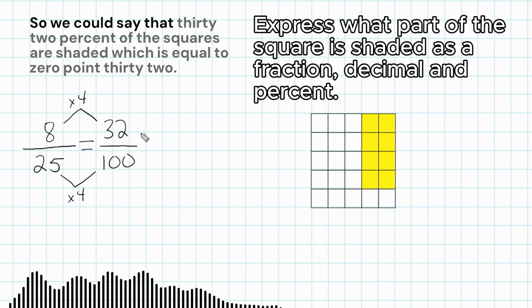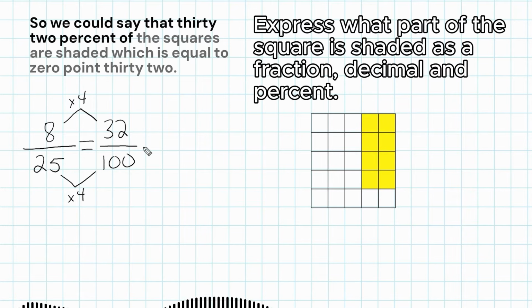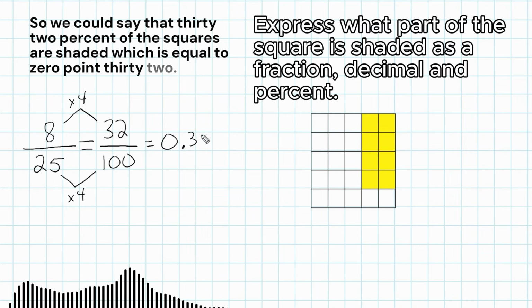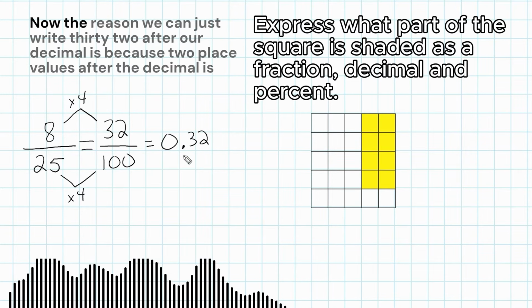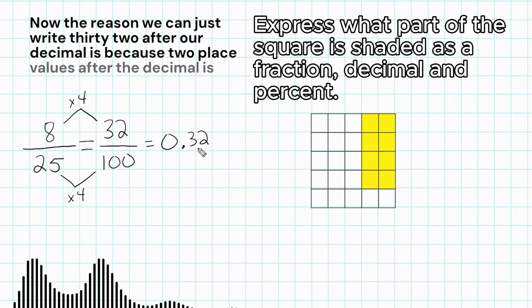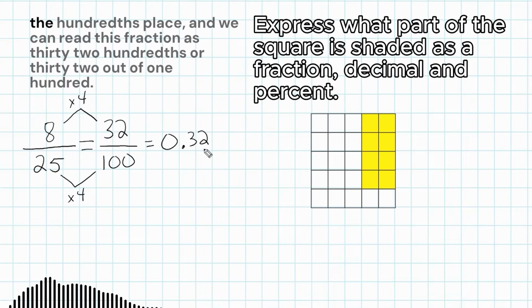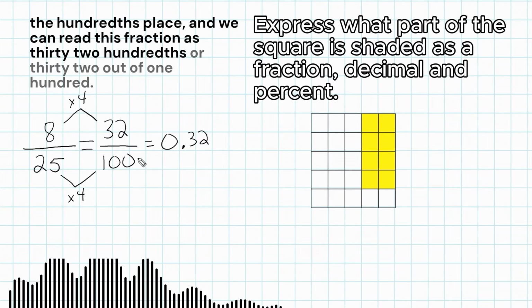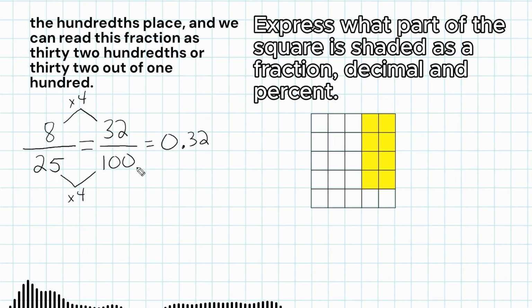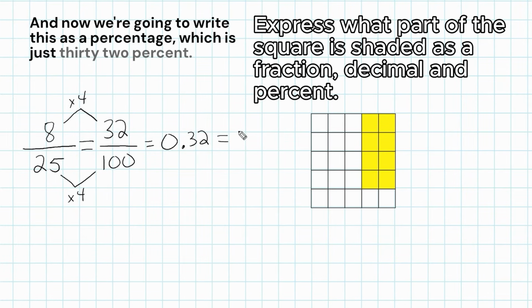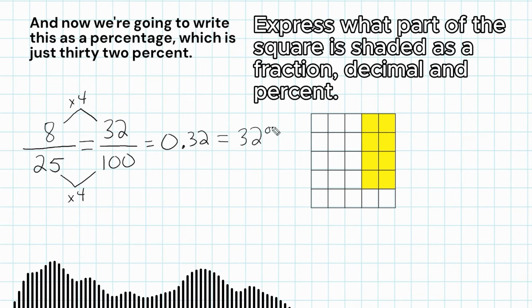So we could say that 32% of the squares are shaded, which is equal to 0.32. Now, the reason we can just write 32 after our decimal is because 2 place values after the decimal is the hundredths place, and we can read this fraction as 32 hundredths, or 32 out of 100. And now we're going to write this as a percentage, which is just 32%.